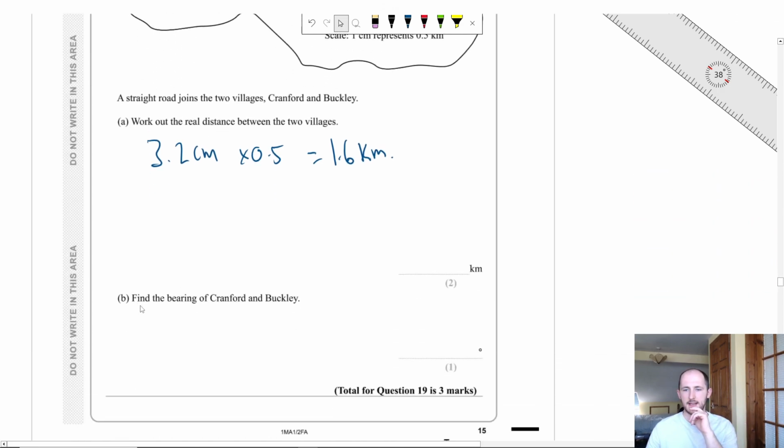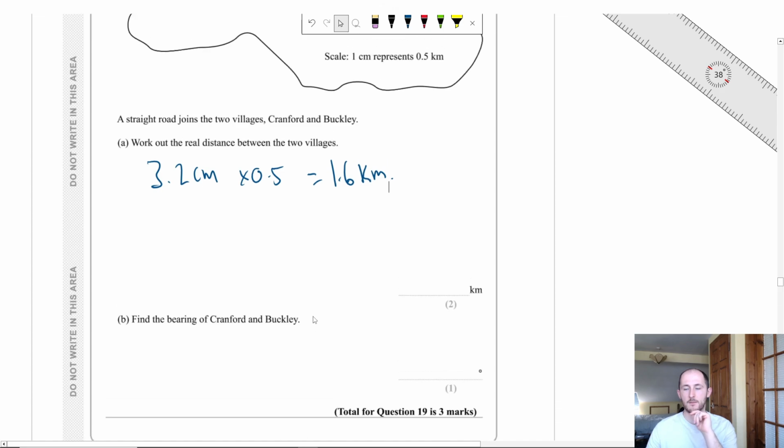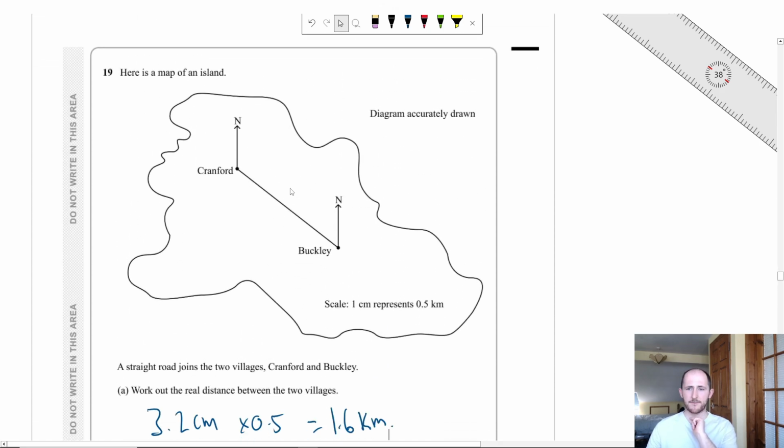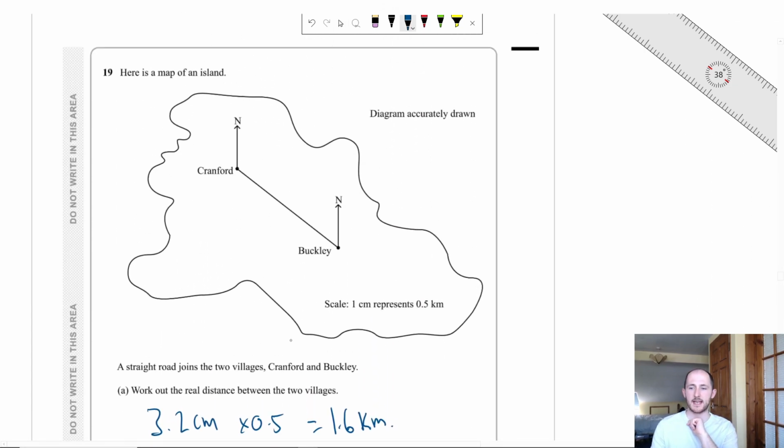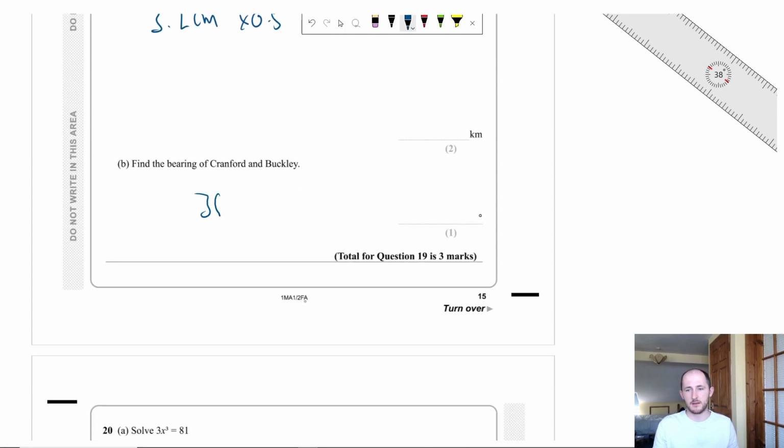Nice and quick. It then says find the bearing of Cranford from Buckley. So the first name is where you're ending up and the second name is always where you start. So in this case, I'm starting at Buckley and I'm ending at Cranford. Now bearings are always clockwise from north. Okay? So what I would do is use my protractor and I would measure either this reflex angle or I would measure this inside angle, let's say that's 30 degrees, and then just do 360 minus 30. And that will be exactly how I'd work that out. Simple as.